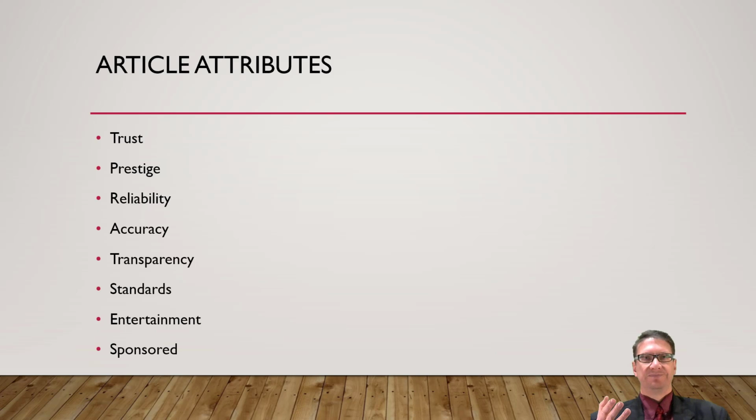So the attributes of an article. How much do you trust it? What is the prestige? Is it written by somebody from a ranking institution? The author ranks, the journal ranks, the numbers are there. How reliable is the information? How reliable is the source? Has the person been widely cited? How accurate is the information in this? You can tell that from the statistics and the graphs. How transparent is the information? Can you see through the information to what you actually want to get to? Does it refer to standards? What is the entertainment value or information value? And finally, is it sponsored?